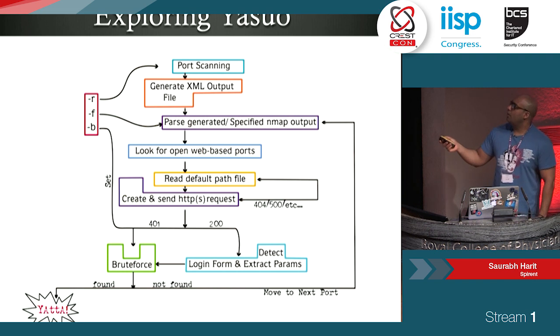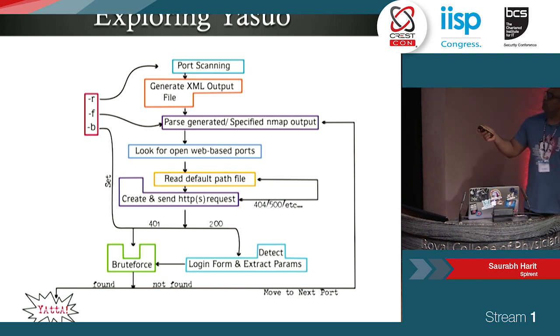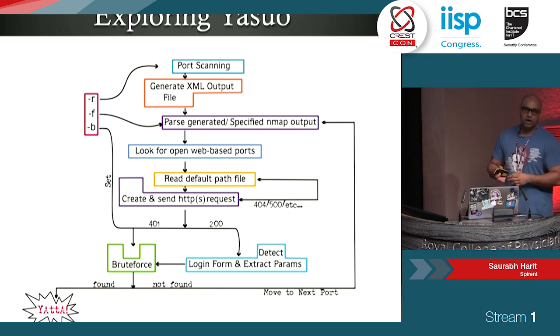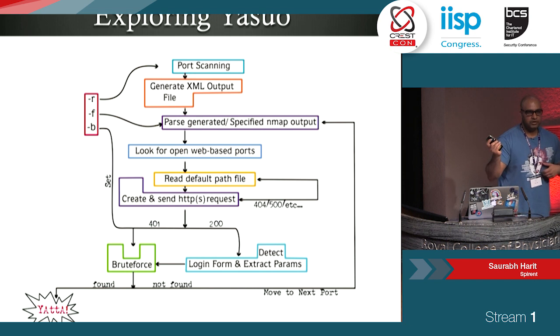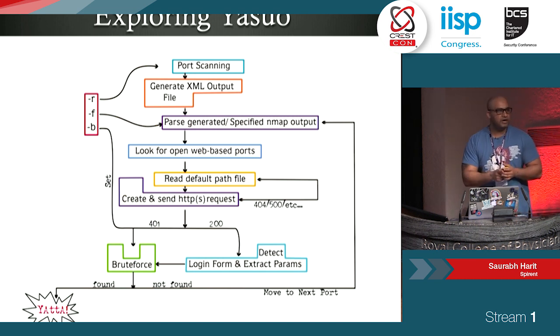This is how the program flows. You can either do your own port scan, save the output in XML format, and feed it to Yasuo, or you can tell Yasuo to do a port scan for you. So it does the port scan. It looks for open web-based ports. And once it finds an open web-based port, it starts to pick up signatures from different files, and then starts creating and sending requests.